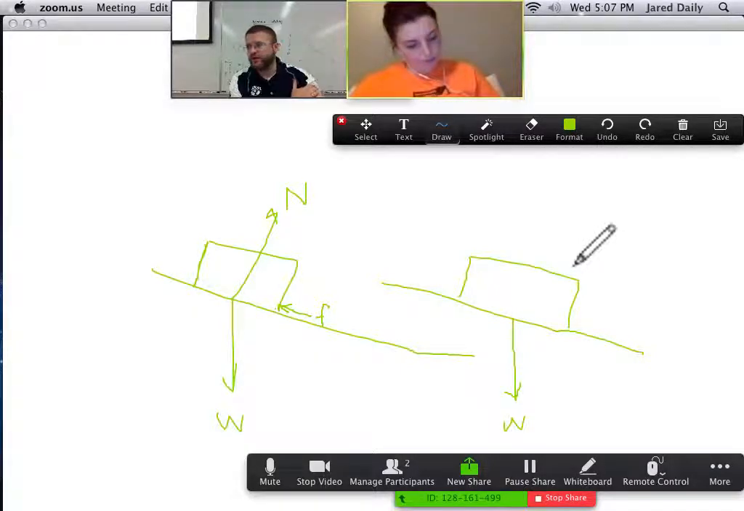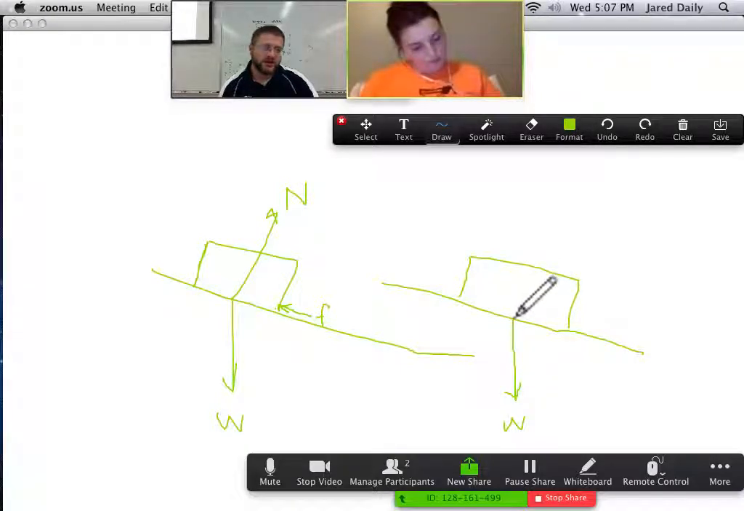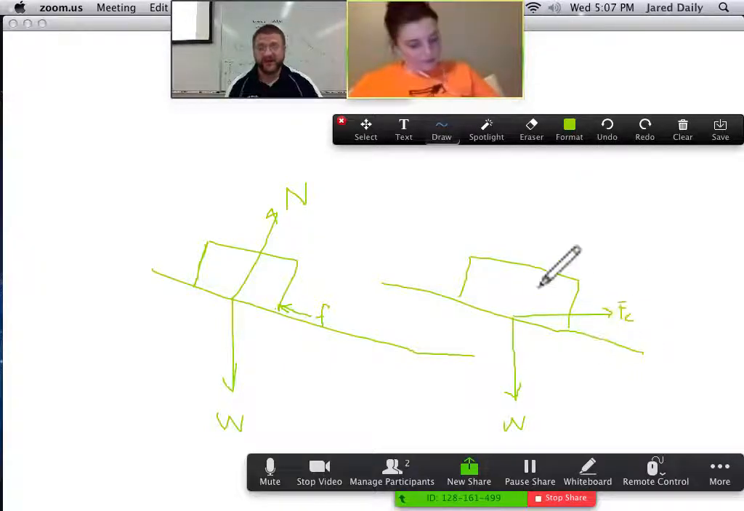there is another force involved here that we haven't taught you about yet. And that other force is called the centripetal force. And that's the force that causes the car to turn. So what that means is that there is another force here involved, and that other force pushes the car towards the center of the track, which is this direction. And that's the force that causes the car to turn.